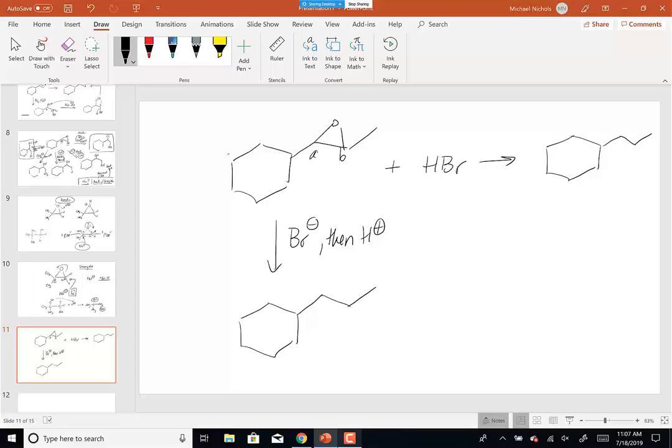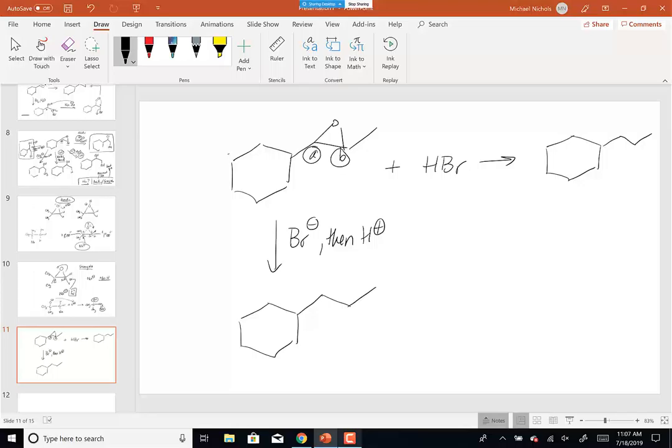Okay, take your little whiteboard, and how about the product at the bottom? Br minus plus H plus. Write the major product there. Okay. No rearrangements. You've got to make sure.